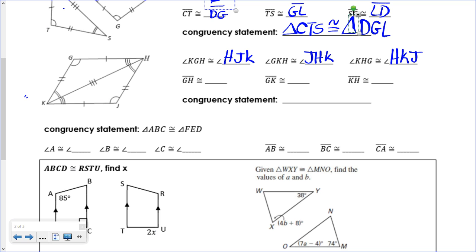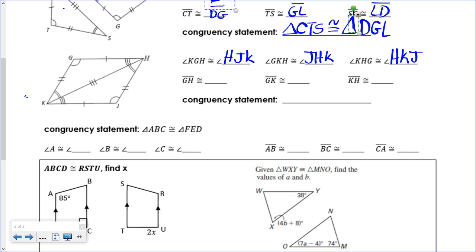Okay. What if you have a third order where you just switch around the last two letters? You would be incorrect. It would not be correct. That's a totally different angle if you switch the letters.